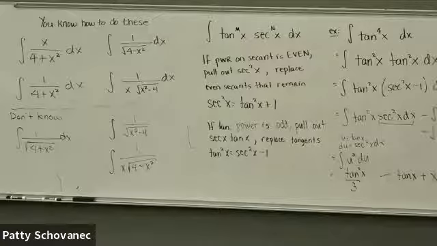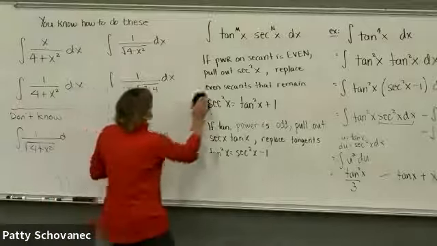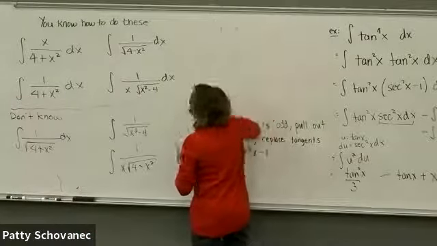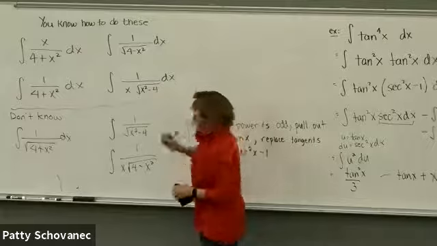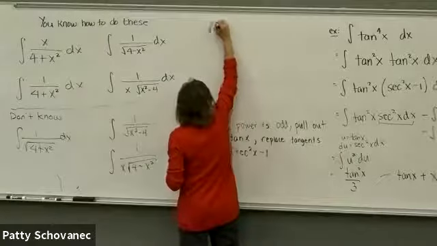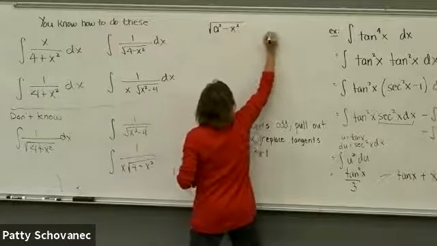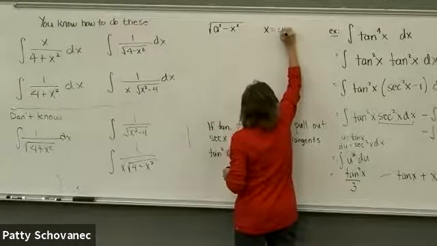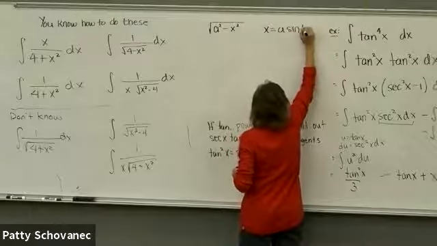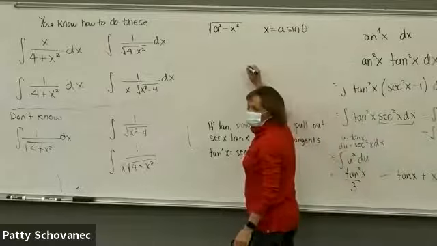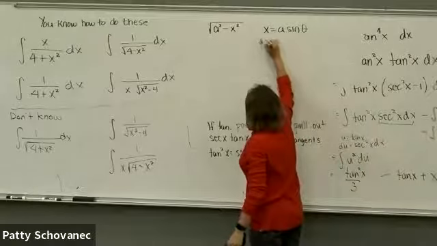And so we have the 3 Pythagorean identities that help us get the square root signs out of there. I know 1 minus sine squared is a cosine squared. And so if I have something that looks like a squared minus x squared, then I'm going to take x to be a sine of theta. I need a different variable. But don't forget the dx.